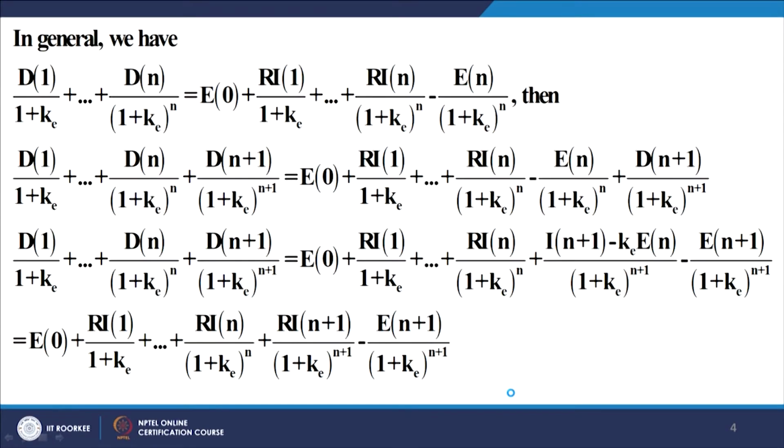Now, let us assume that this is true for n. So, what we have is d 1 upon 1 plus k e plus up to d n upon 1 plus k e to the power n, the present value of all future dividends for an n year firm, is equal to this expression.